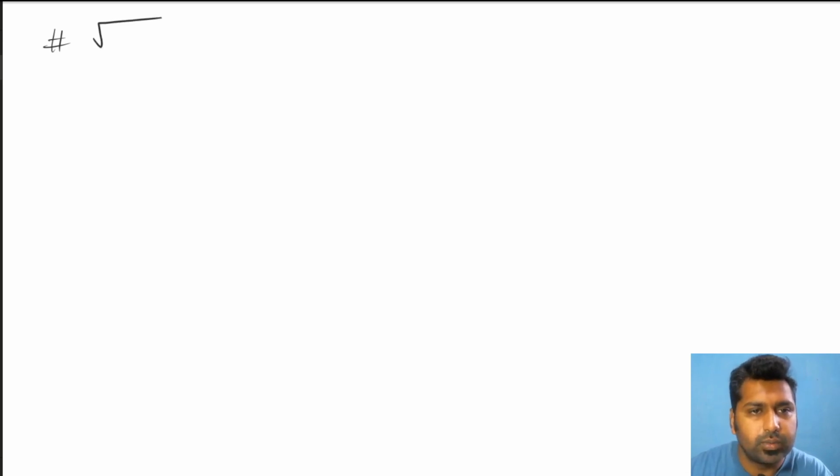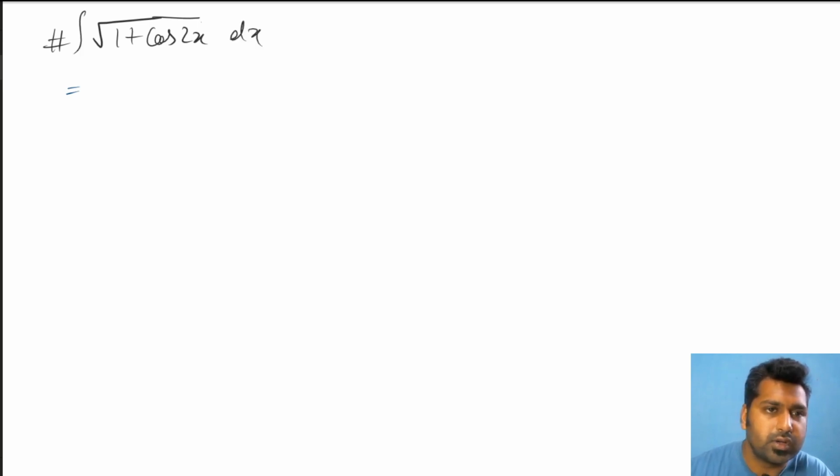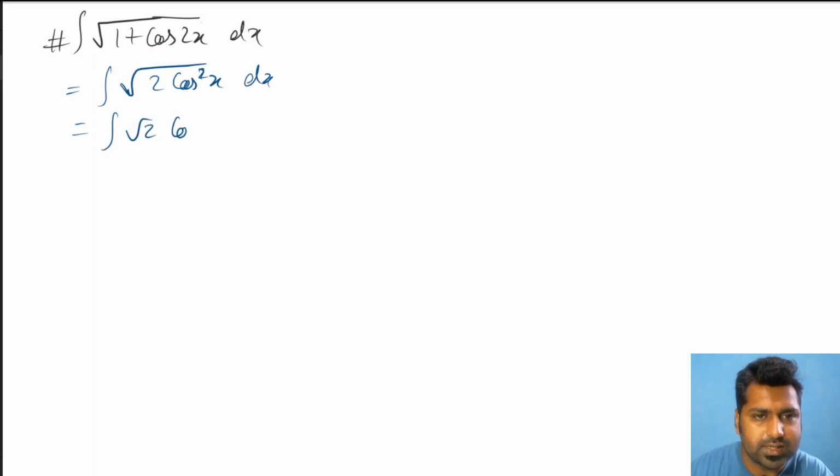This time, square root of 1 plus cos 2x. Again, same thing, 1 plus cos. You see where I'm going with this? This becomes integration, the question is integration and dx. So 1 plus cos 2x is, inside the root, 2 cos square x. Now this is good because it becomes integration of root 2 cos x, and we know we can integrate cos x.